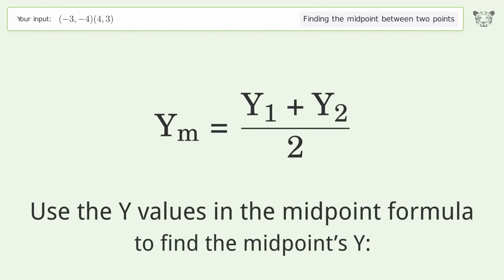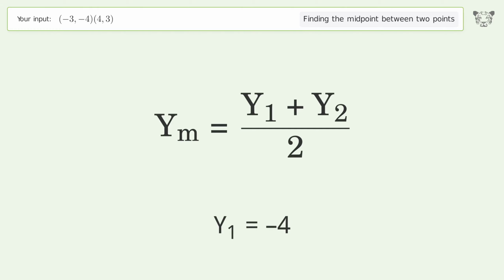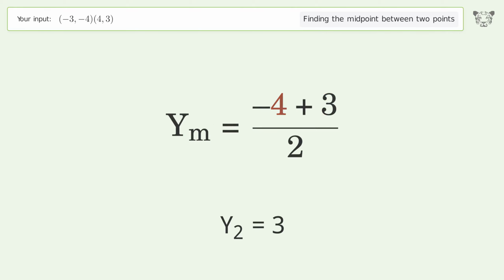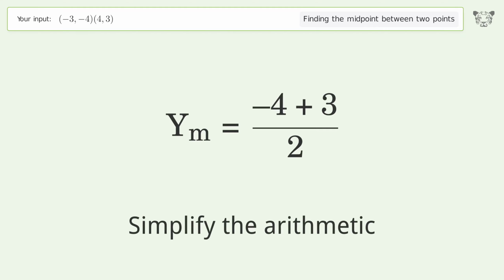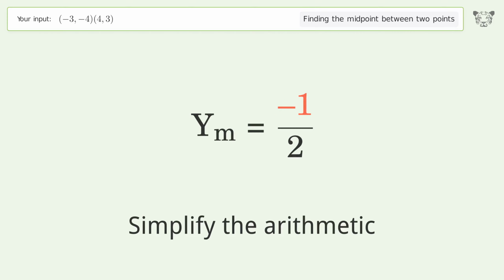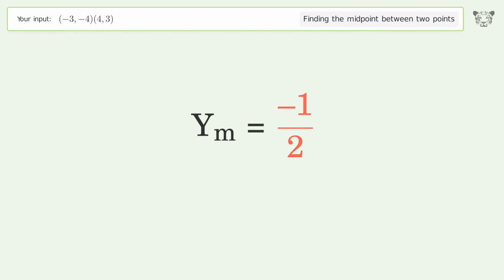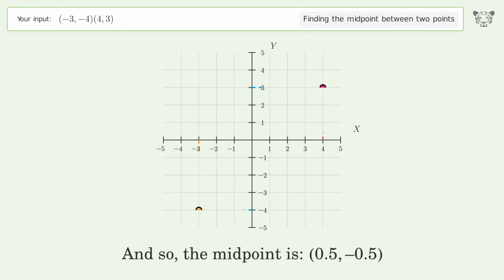Use the y values in the midpoint formula to find the midpoint's y. y1 equals negative 4. y2 equals 3. Simplify the arithmetic. And so, the midpoint is 0.5, negative 0.5.